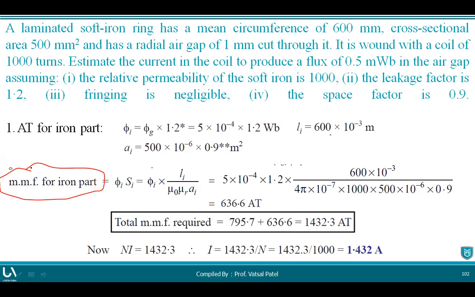So now we are getting the total MMF value from our calculation. What is the total MMF? The MMF for the air gap plus the MMF for the iron part material. And from that we identify the value of the current component.